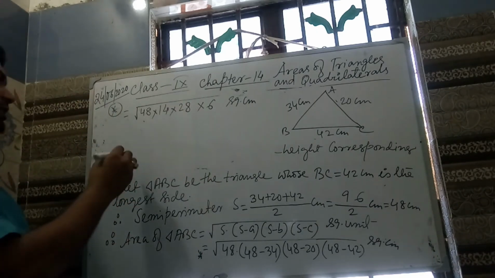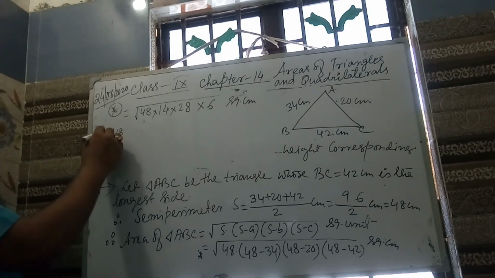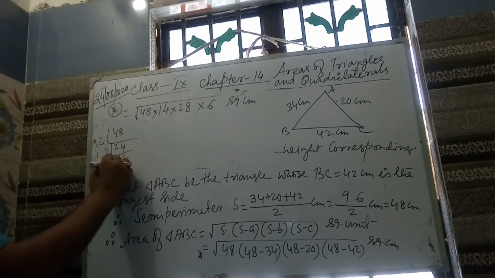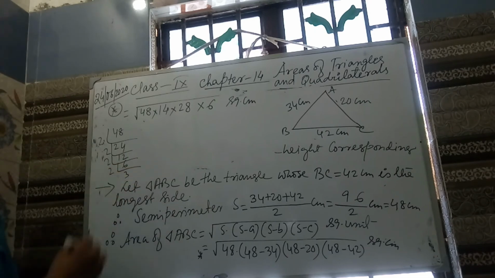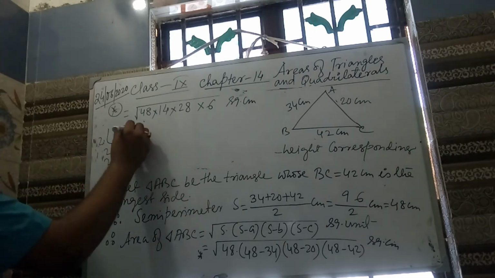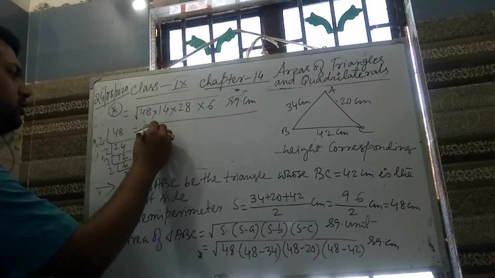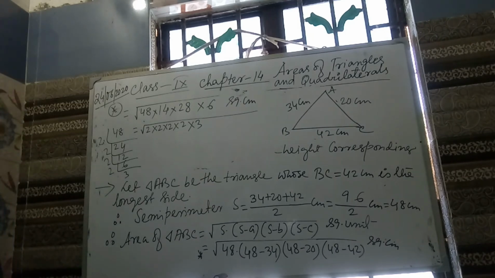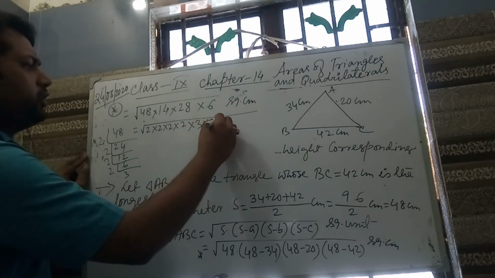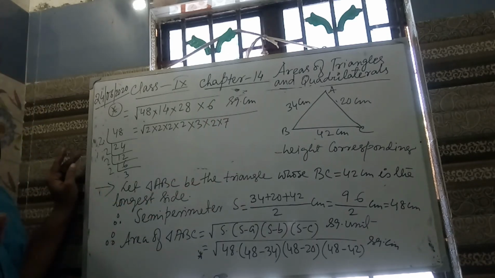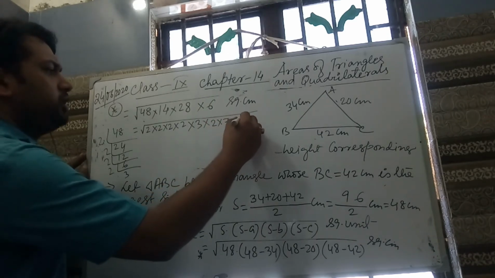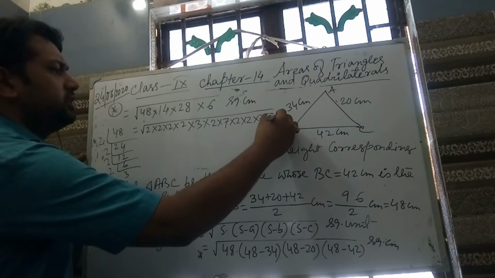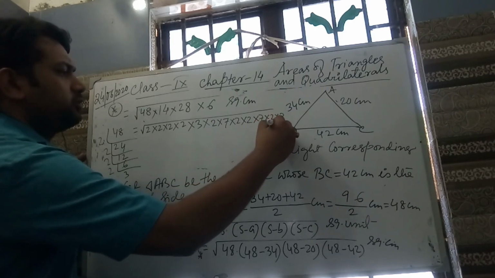Factorize each term separately. 48: 2, 2, 4, 2, 12, 2, 6, 2, 3. So 4 2's and 1 3. Write it: 4 2's and 1 3. Next 14 we all know. 14 is 2 into 7. 28 will be 2 into 2 into 7, and 6 is 2 into 3. This much square unit, square centimeter.